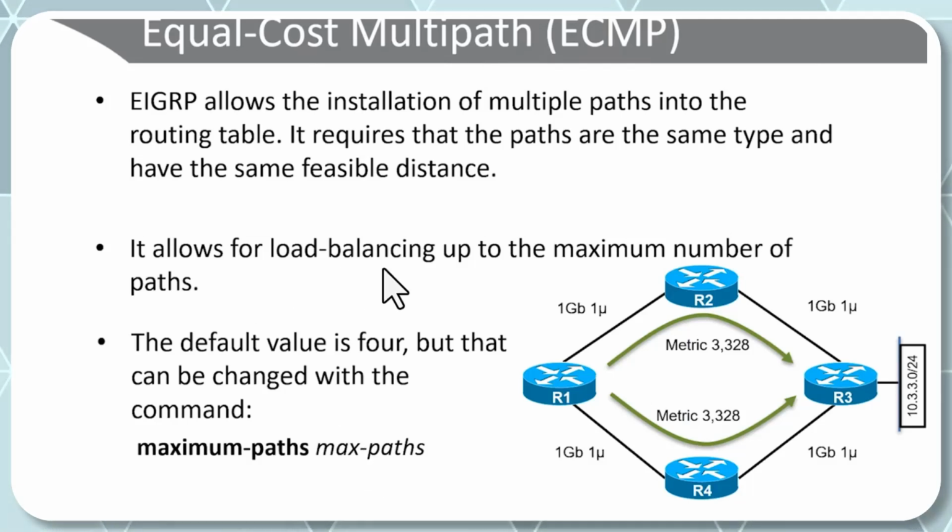It allows load balancing up to the maximum number of paths. The default value is 4, but you can increase it. You can say, for load balancing, up to how many paths we can use ECMP. By default it is 4, but you can change it with the help of maximum-paths.